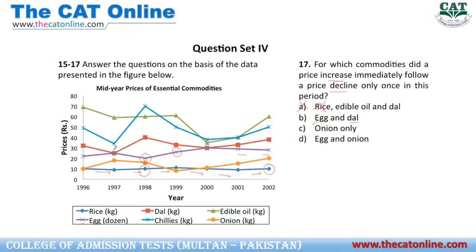If you check for dal, there's a decrease here in 1997 and an increase in 1998. But then again there is a decrease in 2000 as compared to 1999, but an increase here in 2001. So it happens twice in this span, so dal is not the correct answer option, so we strike out B as well. Now we'll check for onion. Now the answer option C is not possible because onion only is incorrect, since we've already checked that this condition holds true for egg. So obviously C will not be the answer option, and the D part is the right answer option, that egg and onion.